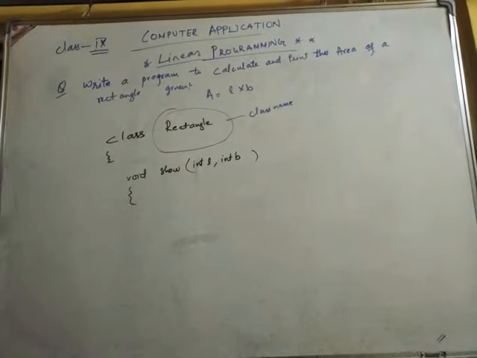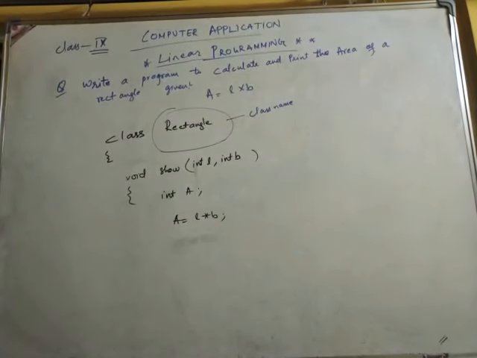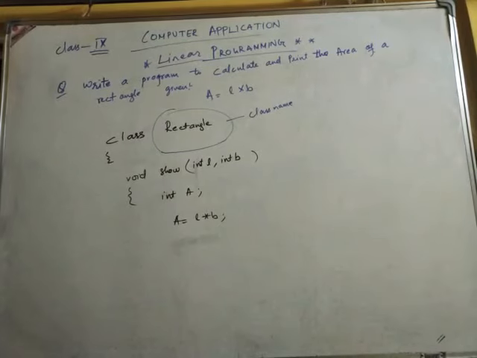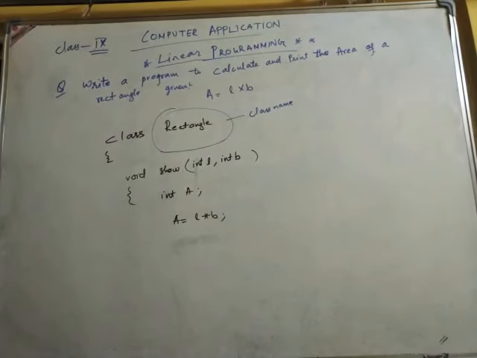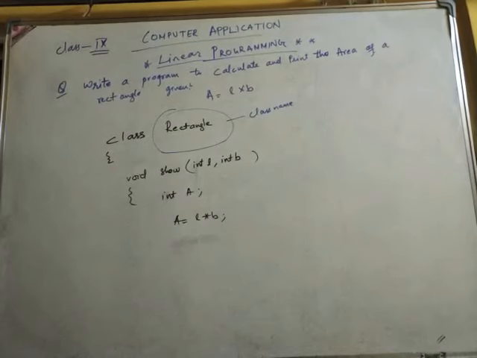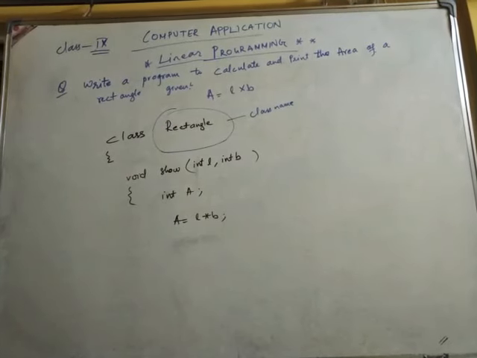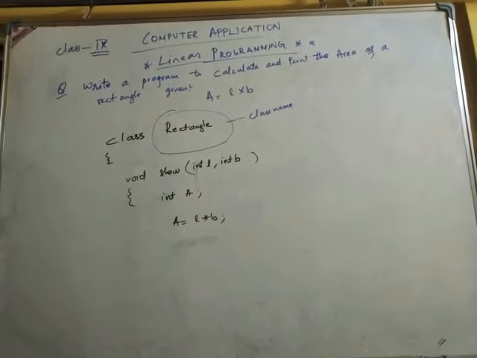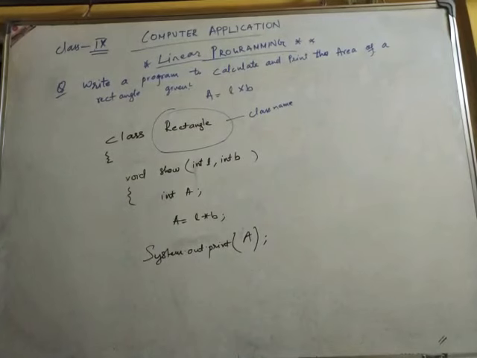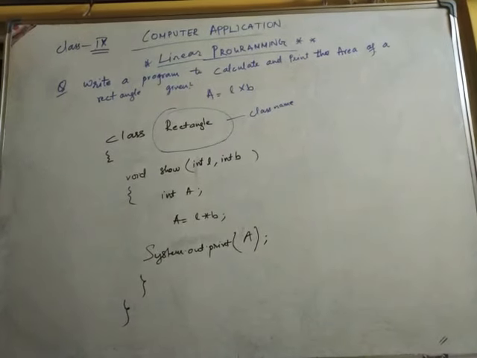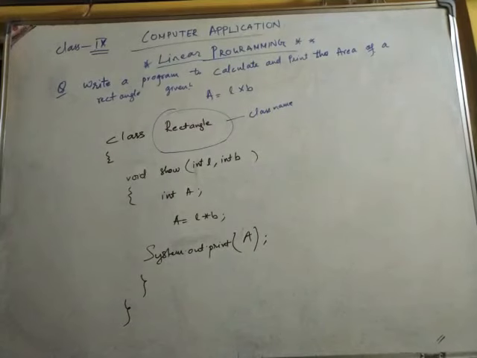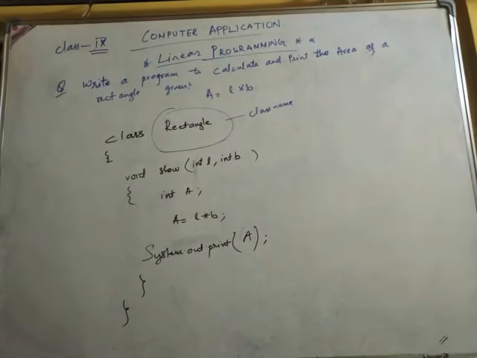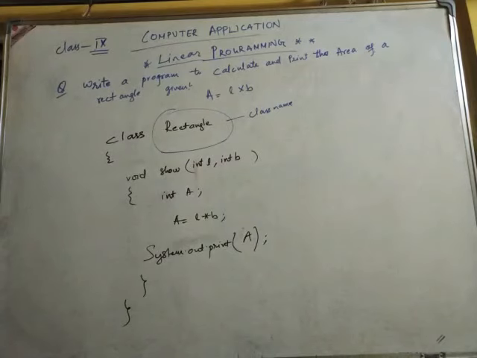Now calculate the area. So int A for finding the area, and A equals L into B. L and B will multiply. That is the formula for calculating area. And then we'll print using System.out.print. Whatever you calculate, you will print it, and then we close the two braces. Clear? This concludes your whole program of finding the area of a rectangle. Okay, understood all of you?